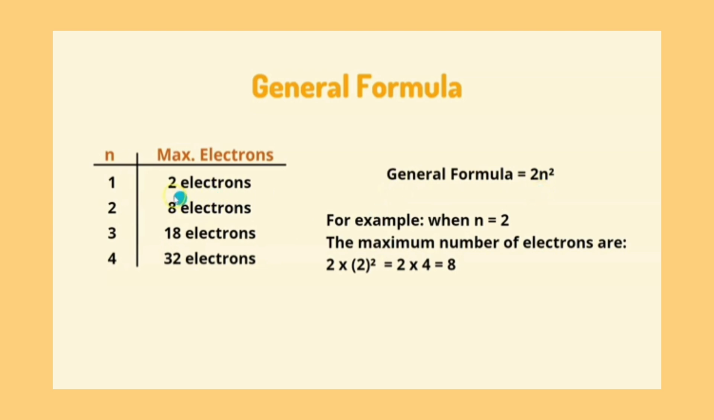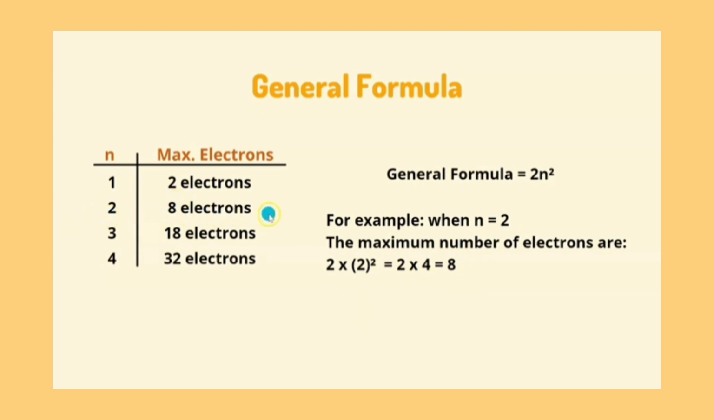That means if I want to get 8 electrons, then in place of n I will put 2. That means n square is 2 square, which is 4. Then I multiply 2 into 4, that is 8. Altogether I get 8 electrons.